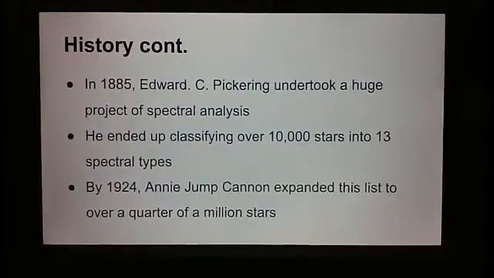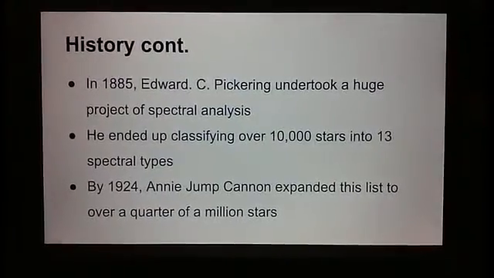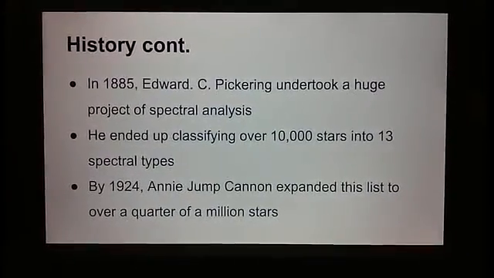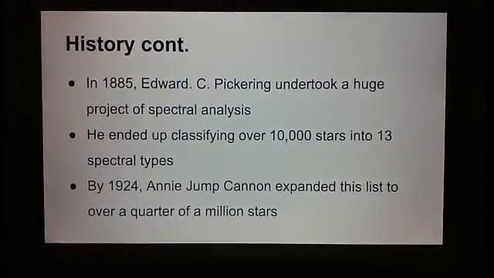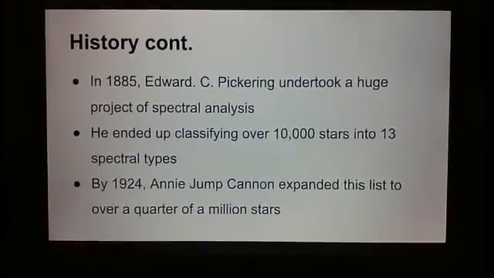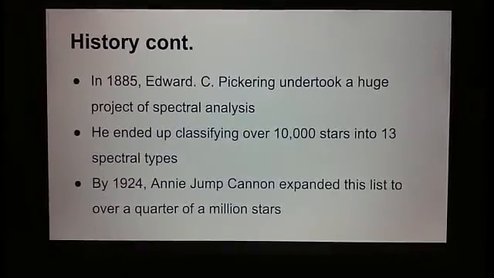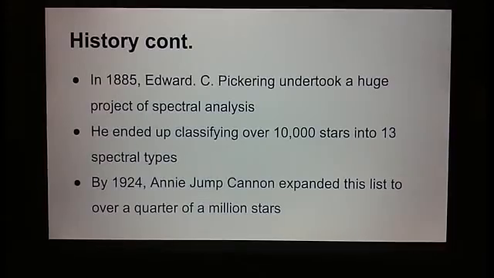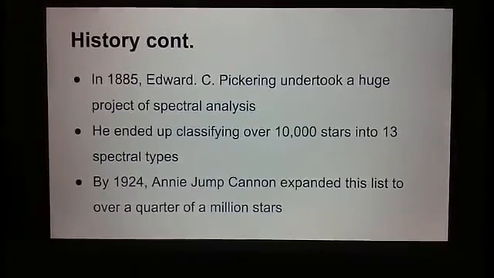In 1885, Edward C. Pickering undertook a huge project of spectral analysis, in which he ended up classifying over 10,000 stars in 13 different spectral types. But then, by 1924, scientist Annie Jump Cannon expanded this list to over 250,000 stars that had not previously been found.